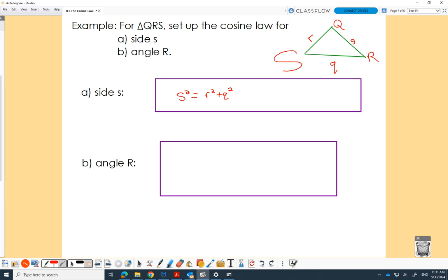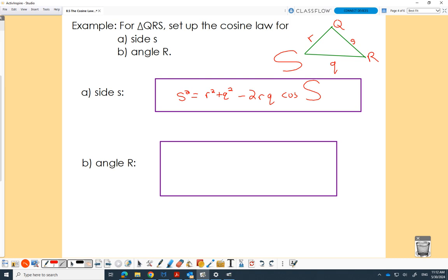But we don't make you memorize it. But if you wanted to be sure about it, you'd go, well, I start with Pythagorean theorem, because that's where it comes from, actually. And then it's got this other term, minus 2RQ cosine big S. Okay? So from a memorization standpoint, it's not quite as bad as it looks.